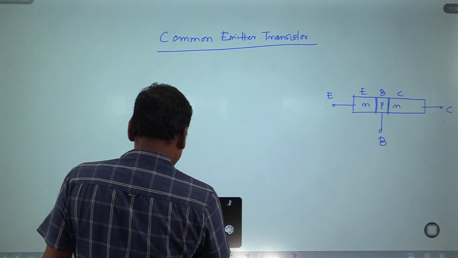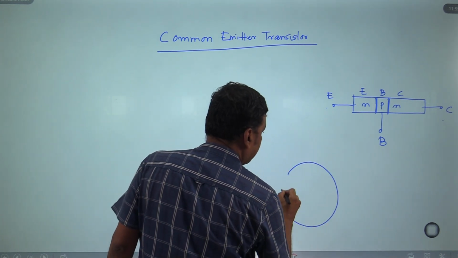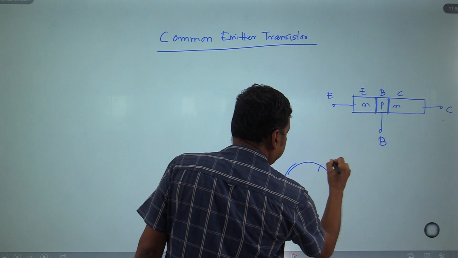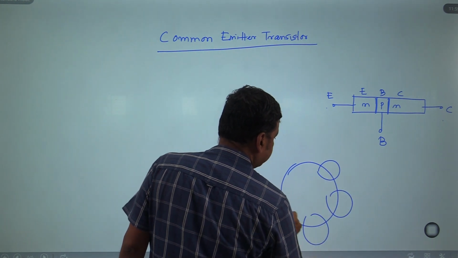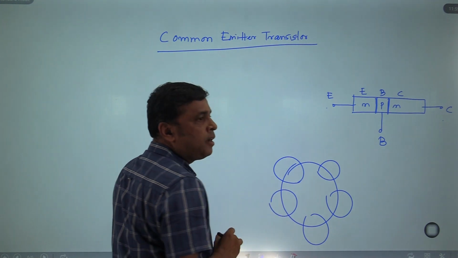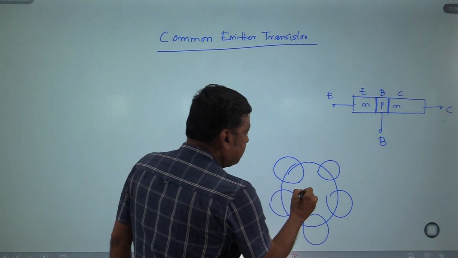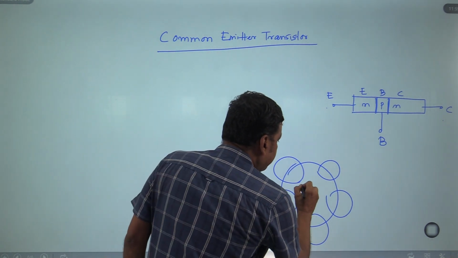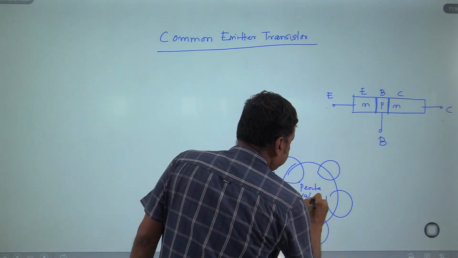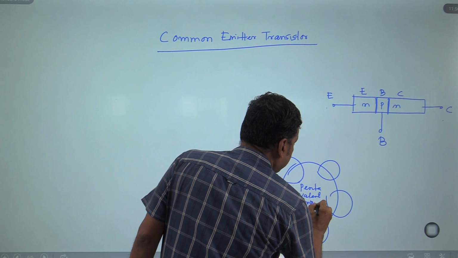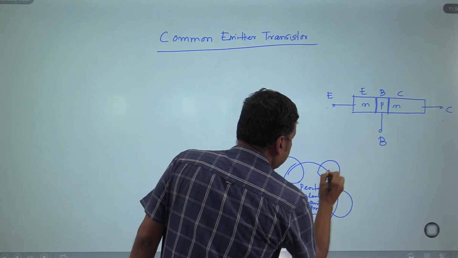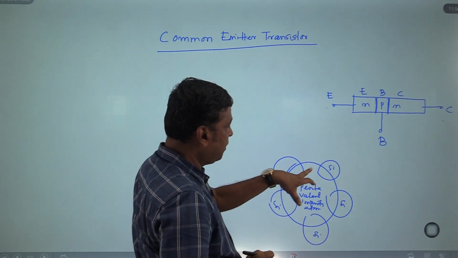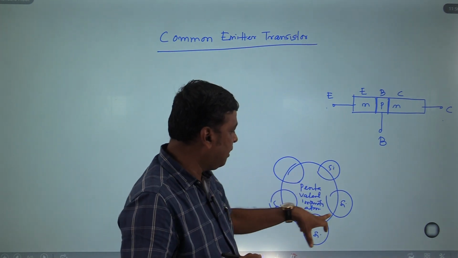This is a pentavalent impurity atom, added to a semiconductor material like germanium and silicon. This is silicon, this is silicon, this is silicon, this is silicon, and this is the pentavalent atom. So, it is covalently bonded with silicon, silicon, silicon and silicon.